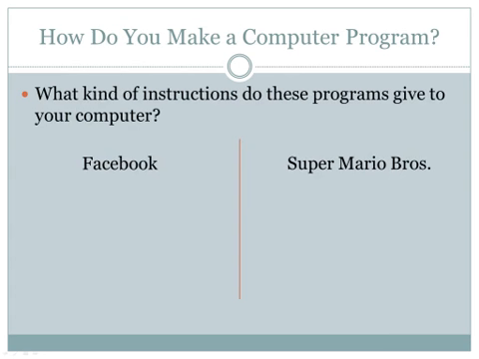So let's take two popular examples and talk a little more about what we mean by telling the computer to do what we need it to do. Again, a computer program is basically a set of instructions, a list of things that we want the computer to do, and in many different ways, showing the computer how to do it. So what kind of instructions do these programs give to your computer? Let's talk about Facebook and Super Mario Brothers.